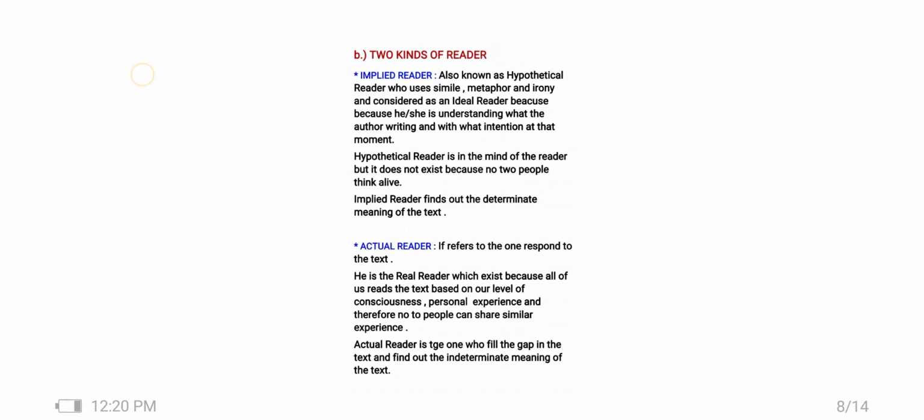So it is the actual reader which gives us the valid interpretations. But when the author was writing a text, she was writing by keeping in mind the hypothetical reader, which doesn't exist. Now let's come to the third concept given by him.